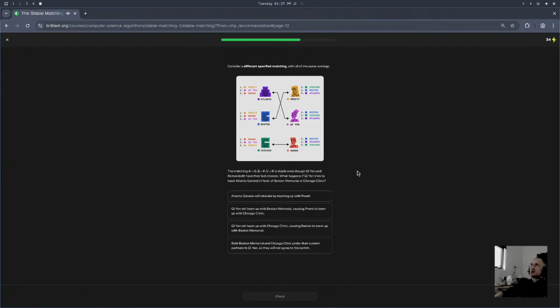Consider a different specified matching with all the same rankings. Okay, so Peretti now is mid happy because he got Boston. Boston's happy. Atlanta is half happy. Kiyen is not happy. She's not happy. And then Chicago wants Ramon. So Chicago's happy.